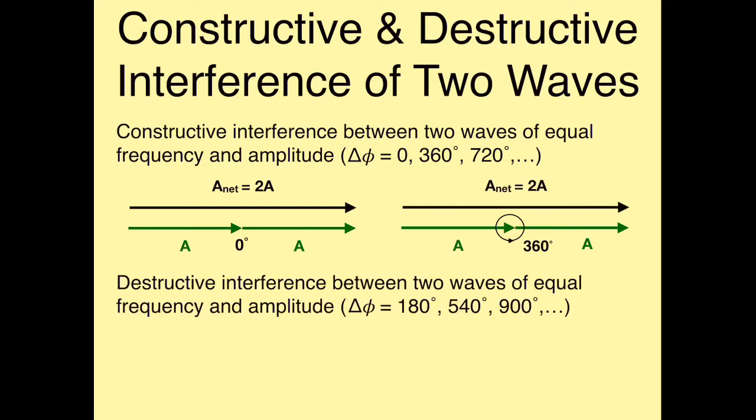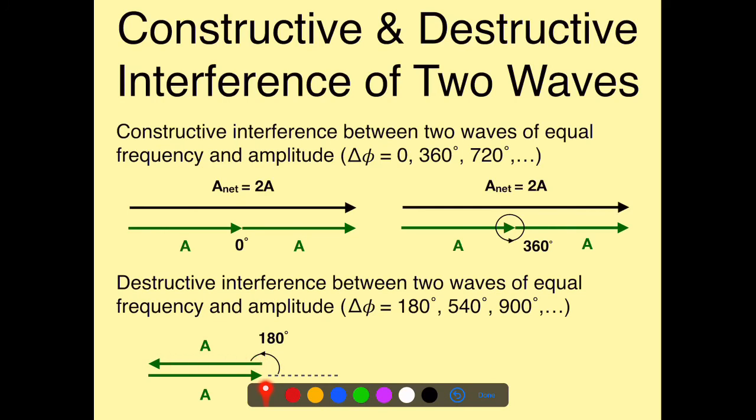On the other hand, destructive interference. If we have 2 waves of equal frequency and equal amplitude, but this time the phase difference between them is 180 or 540 or 900 degrees, then this is what it looks like. We draw the first arrow, and if the second arrow is 180 degrees out of phase with it, then I need it to face in the opposite direction. And in this case, those 2 arrows will exactly cancel each other out. That's destructive interference. A net would be equal to 0 in this case.